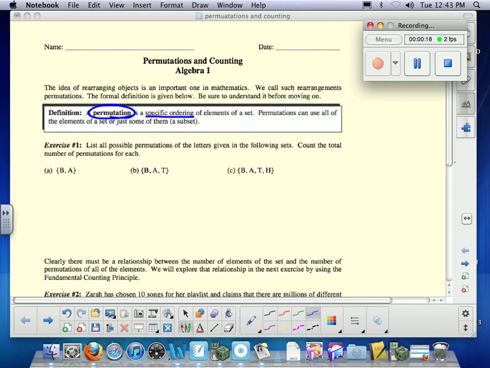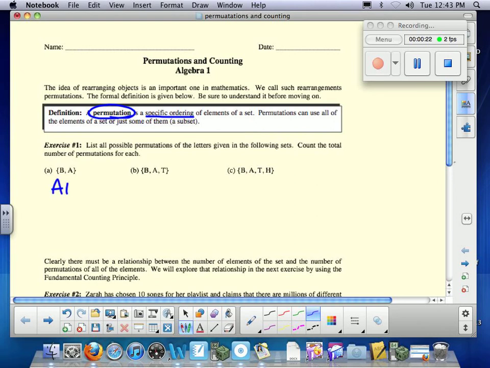If we're looking at this set of BA, we have the choice of going alphabetical or reverse alphabetical. That's it. Those are our choices.